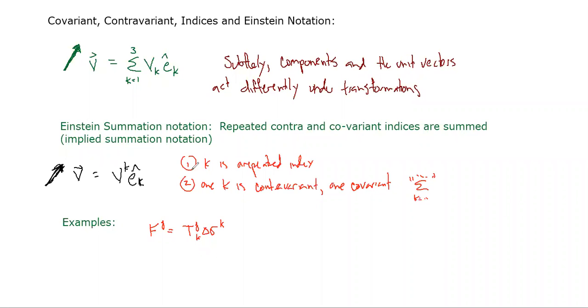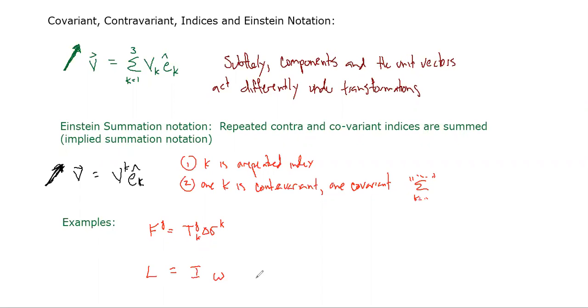Okay, it's a little bit clunky at first, but if you get to something like the field equations of general relativity, you're so grateful for summation notation. Okay, the other example we had was, I think, inertia and the inertia tensor. And it looked like this.